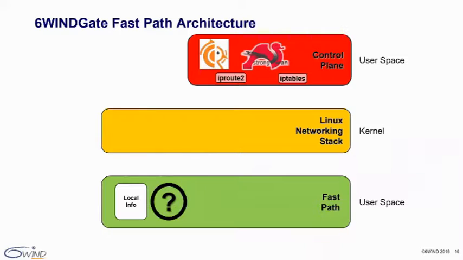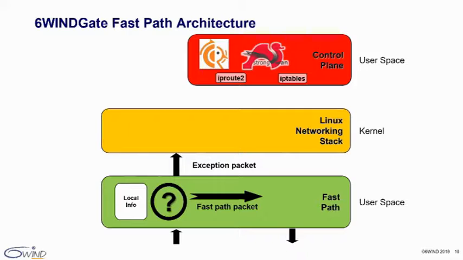Now let's talk a little bit about our FastPath architecture. In the 6WINDGate architecture, the FastPath runs on the side of the Linux networking stack and control plane and receives all the packets arriving in the system. The FastPath checks in its local information base for how to process the packet. If the information is there, the packet is processed very efficiently by the FastPath's algorithms without involving the Linux networking stack or the control plane.